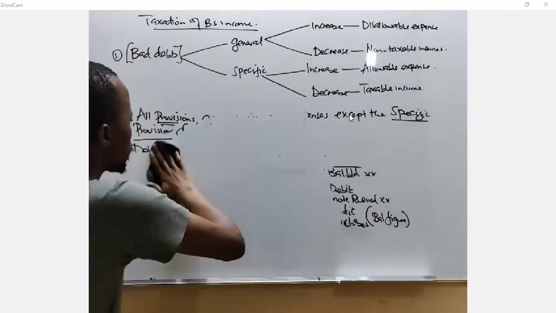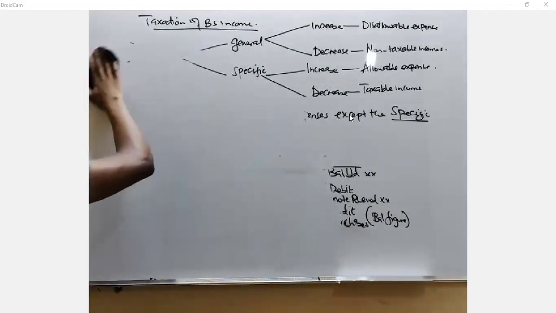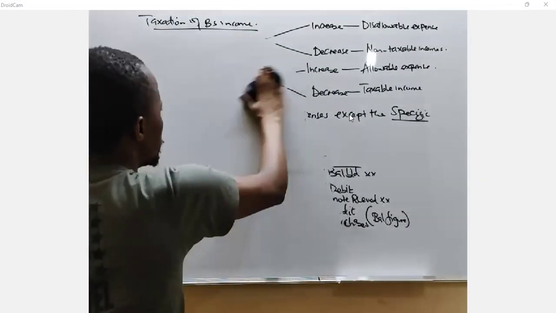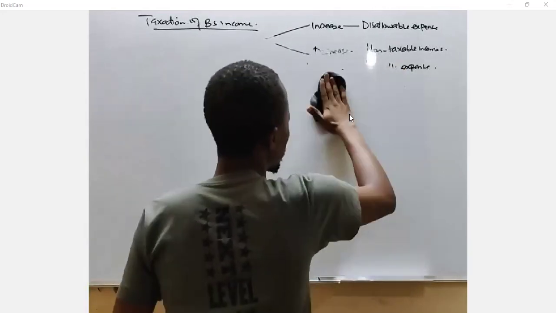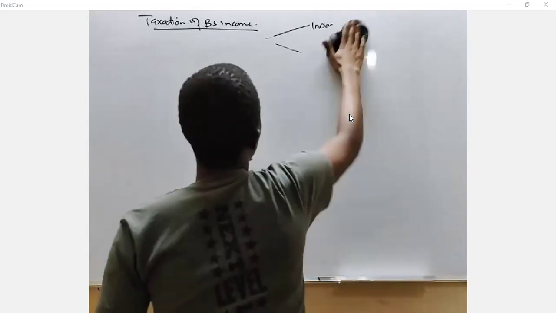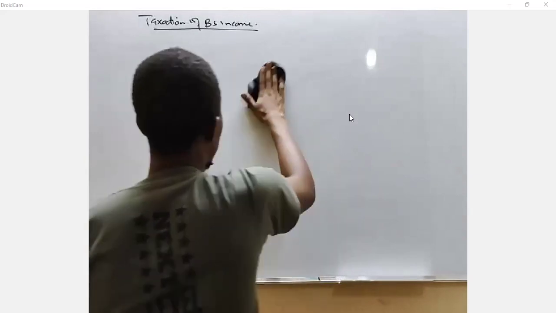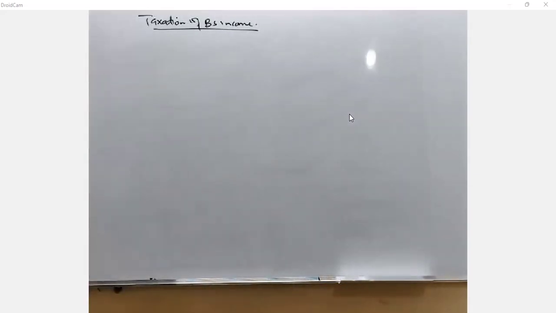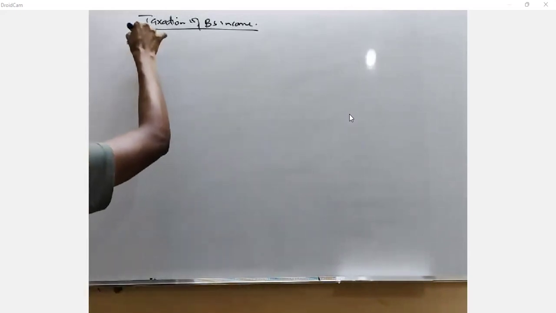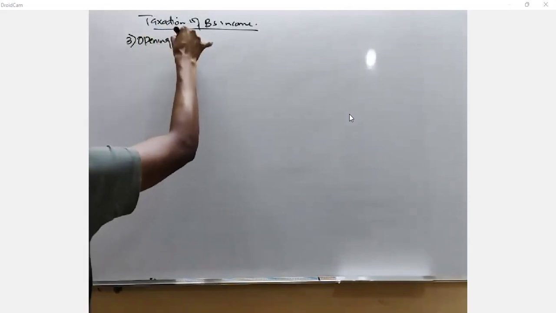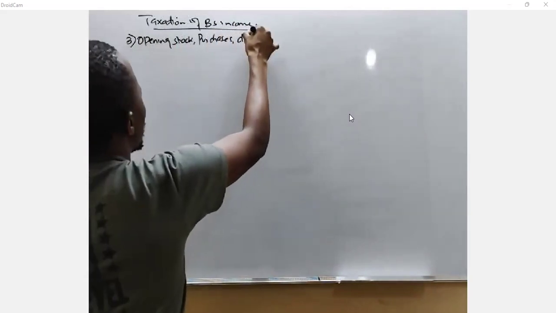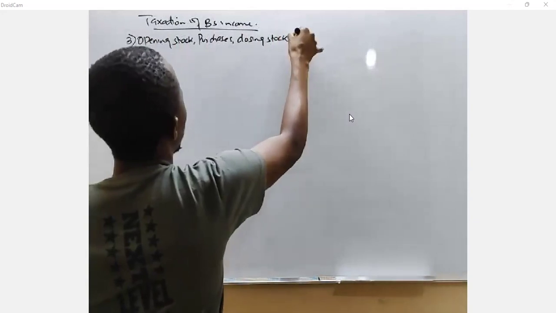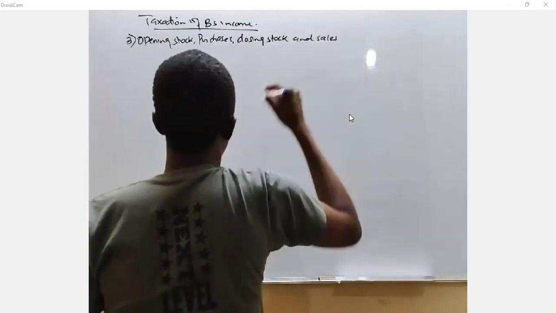Right? Once you capture these things and then you come across a question relating to the taxation of business income, you will find it easy, and you say these are very simple things. Now, let me show you something here. I want to look at the behaviors of the opening stock. Number 3, we are talking about opening stock, purchases, closing stock, and sales.